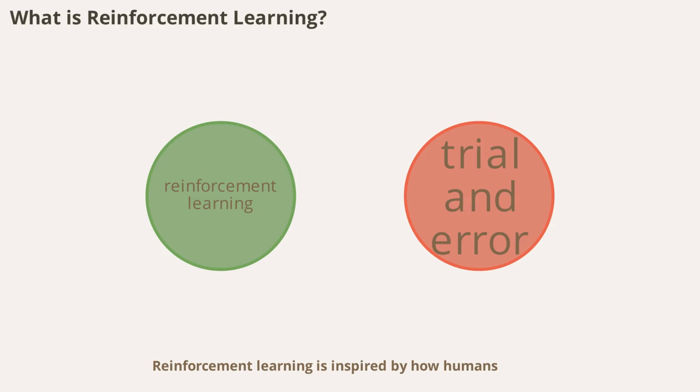Reinforcement learning is inspired by how humans and animals learn through trial and error. In this approach, algorithms interact with an environment and receive feedback in the form of rewards or penalties. The goal is to maximize the total reward over time by learning which actions lead to the best outcomes. This type of learning is used in robotics, game playing, and autonomous vehicles. Reinforcement learning is unique because it focuses on learning a sequence of decisions, adapting strategies based on ongoing feedback.